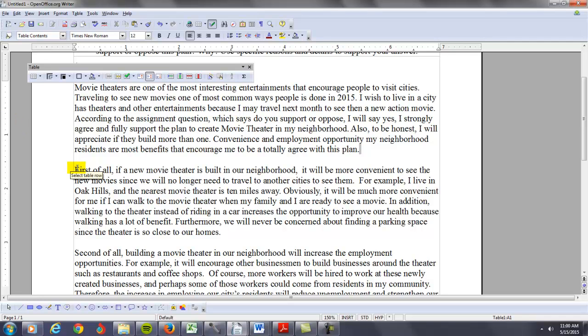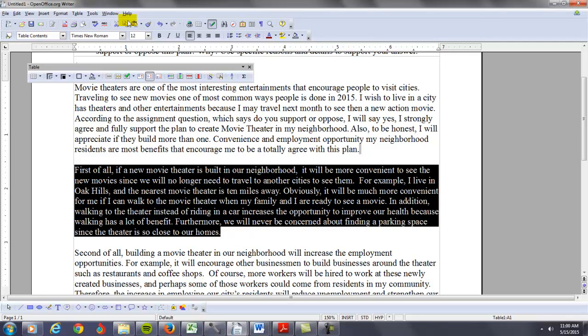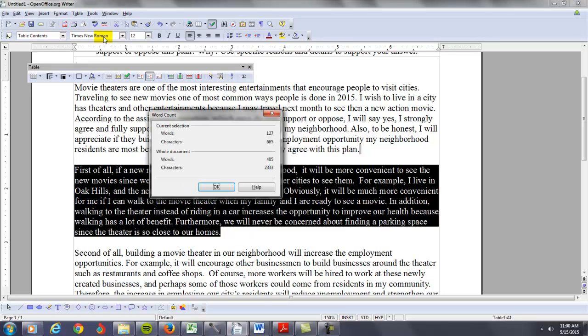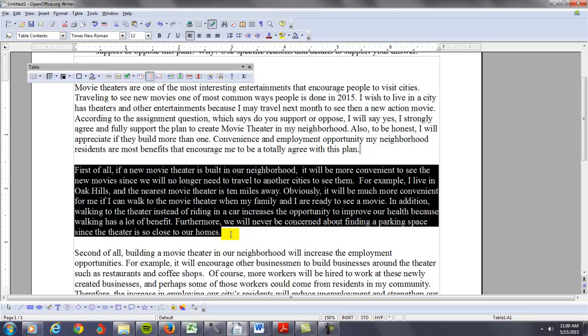Let's see how many words we have in this paragraph. You want to make sure you develop things. Yeah, it's plenty. 127.